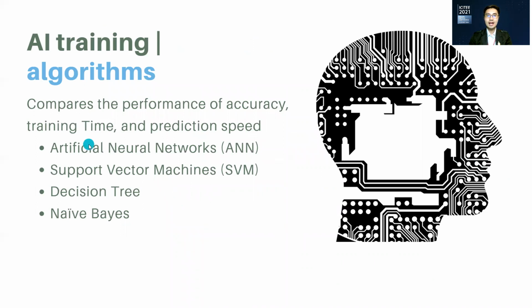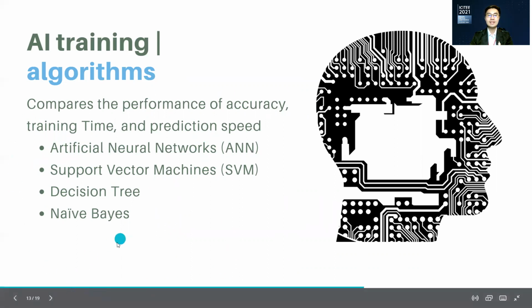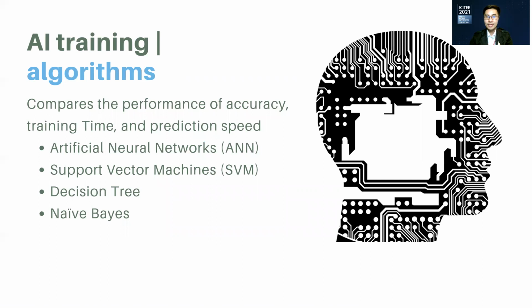For the algorithms that we use to train the AI, we use 4 algorithms to compare the performance in accuracy, training time, and prediction speed. We use the artificial neural network, another one is the support vector machine or SVM, another one is decision tree, and the last one is naive Bayes. So we compare the performance of each algorithm and select the best one to use in the real application.